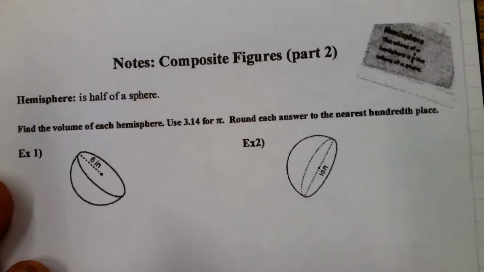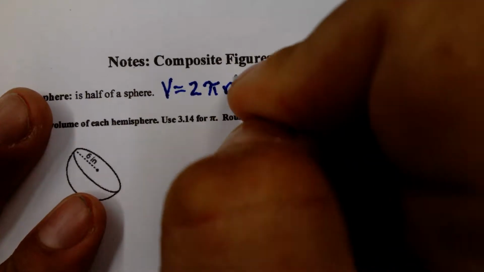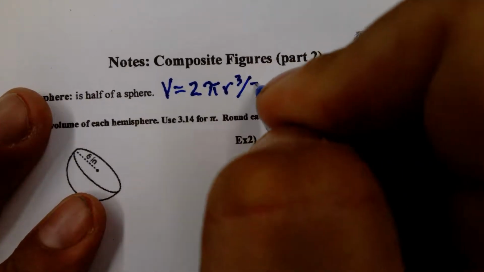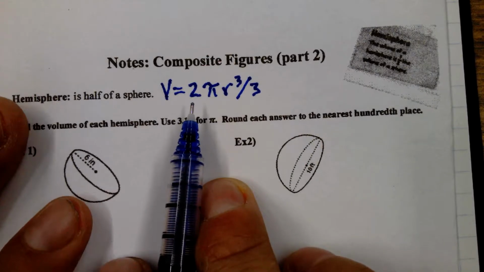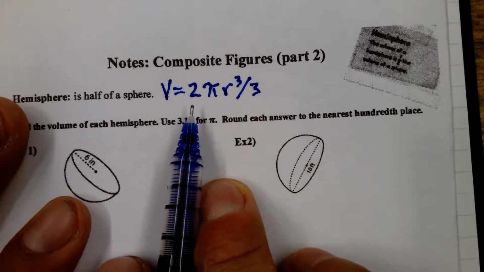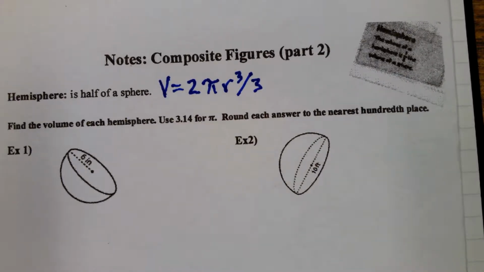So, like we just said, a hemisphere is half of a full sphere. So the formula is 2 times pi times radius cubed divided by 3. Big difference is for the full sphere, it's a 4 there, and here, since it's half of it, it's a 2. Okay? So the first thing we'll do today is we'll do some calculating with that.